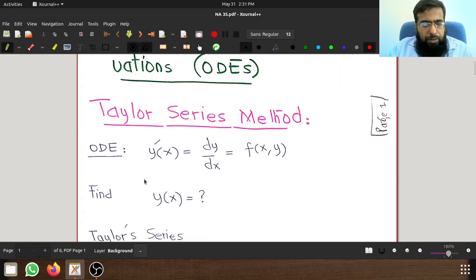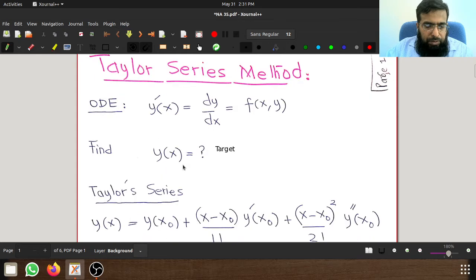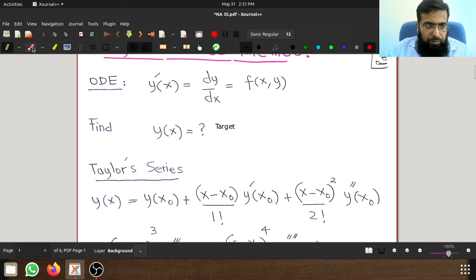An ODE is of the form dy over dx, which we also write as y prime of x, is equal to some function of x and y, where y is a function of x. This is the target: we have to find y as a function of x given this differential equation. And Taylor series is also a revision. We have studied Taylor series before.